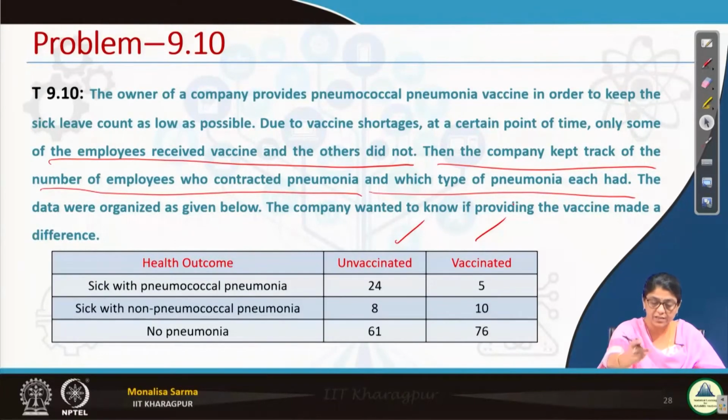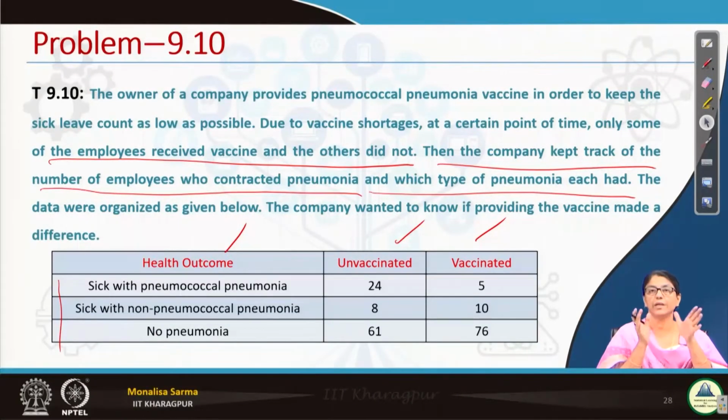Does this vaccination status have any effect on the health outcome? For the health outcome, we have three different categories: sick with pneumococcal pneumonia, sick with non-pneumococcal pneumonia, and no pneumonia. So these are the three different categories for the dependent variable, and for the independent variable there are two different categories. So this is very much a question of chi-square distribution.